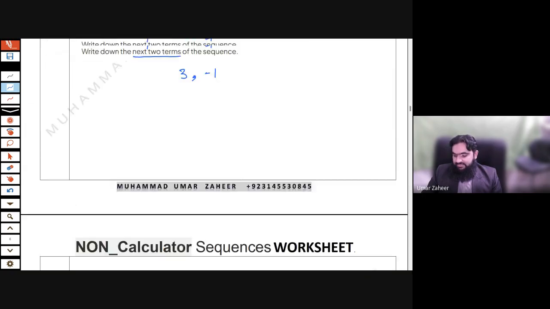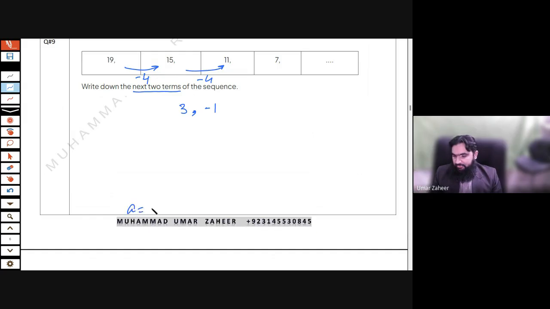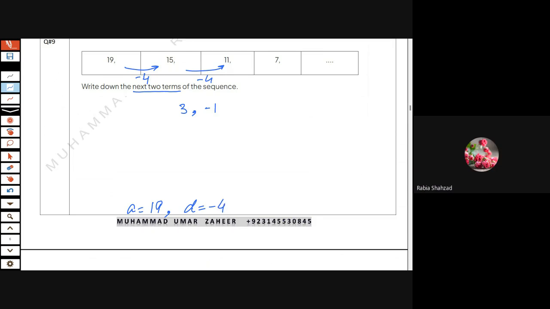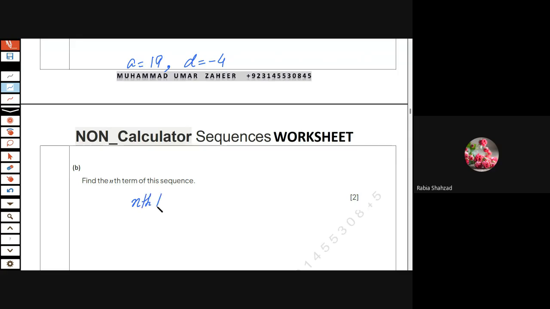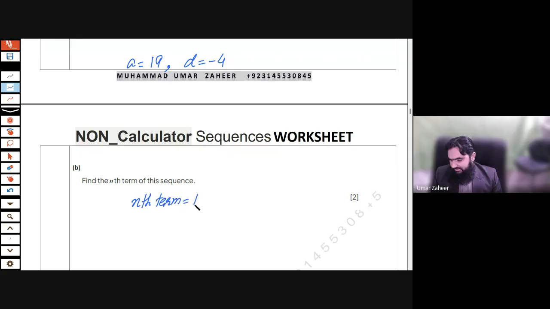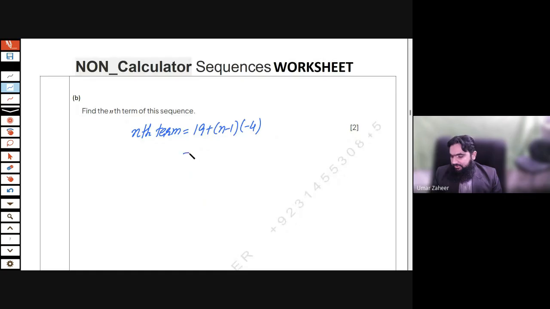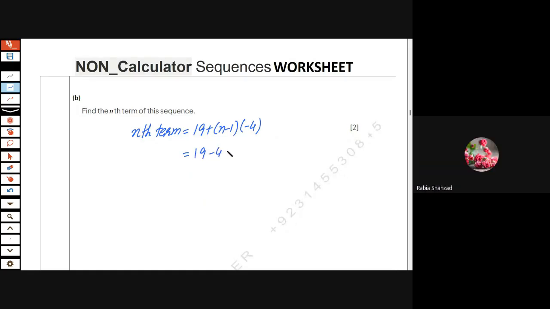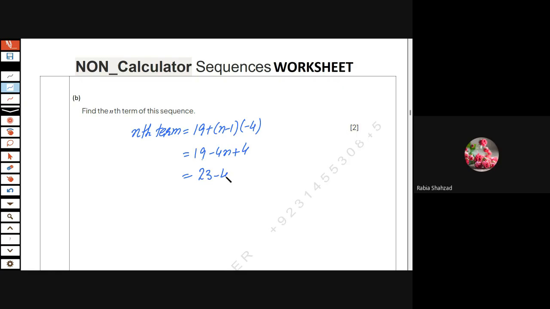And now, in the next part, he says that you have to find the nth term. So look here, we will get A is equal to 19 and D is equal to minus 4. So the nth term will be A plus (n minus 1) into D. 19 plus (n minus 1) into minus 4. So 19 minus 4n plus 4. 19 plus 4 is 23 minus 4n.